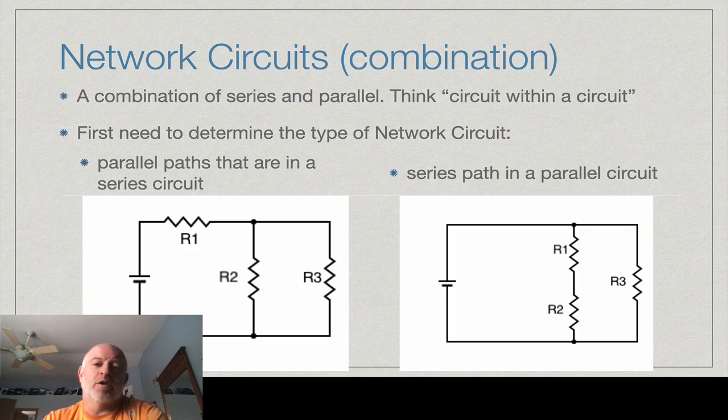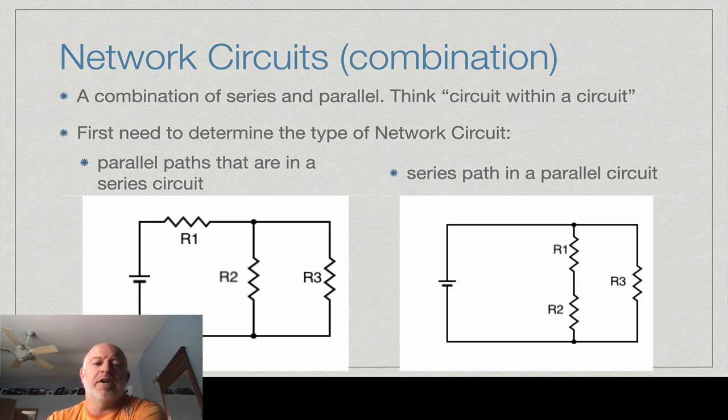Okay, and our goal here today is to give you an introduction to network circuits and what they are and how they work. And then we'll have a follow-up video which dives deeper into the mathematical side of how we solve for resistance and voltage and amperage within these network circuits, okay?